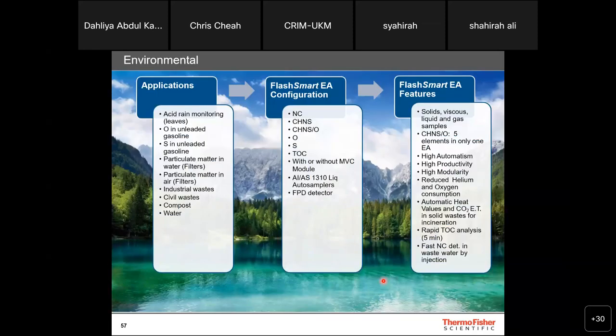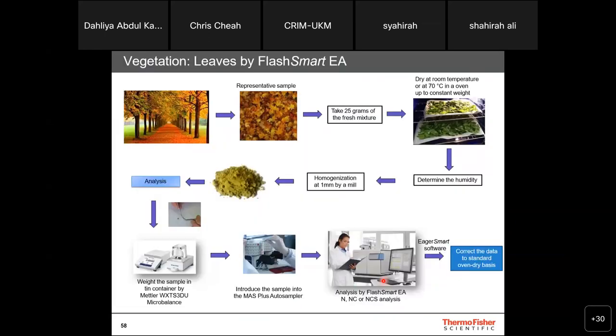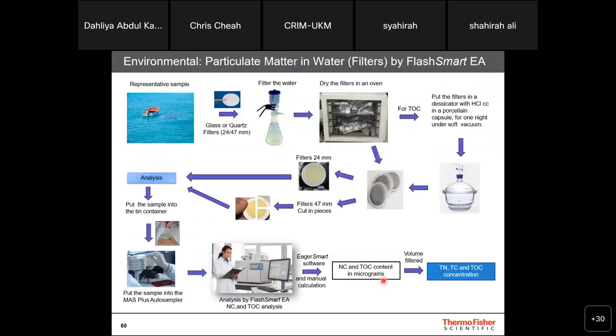Environmental. I mentioned acid rain monitoring, particulate matter in water and air, and industrial wastes. In certain parts of our region, Southeast Asia, there is more pollution. Some governments will be more stringent in monitoring the waste dumpage and industrial wastes to the environment. This is why water content and air content will be monitored. So how do we do it? For environmental, we can go through this page first.